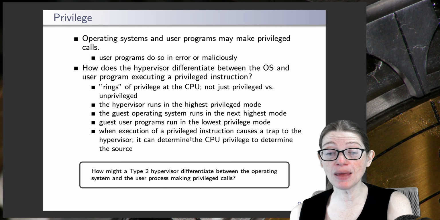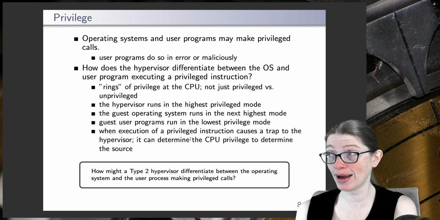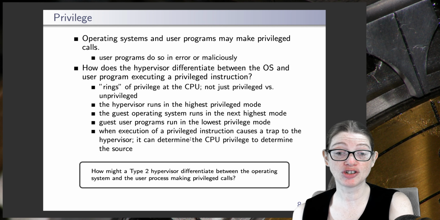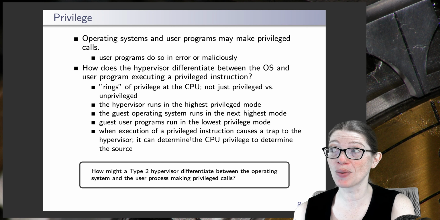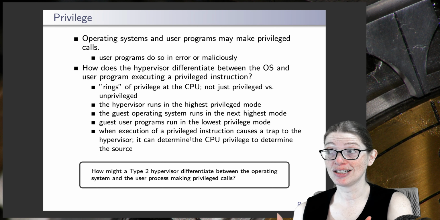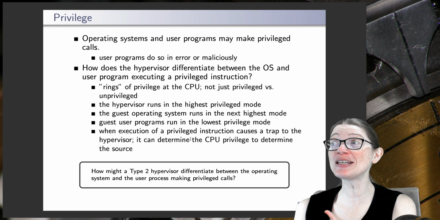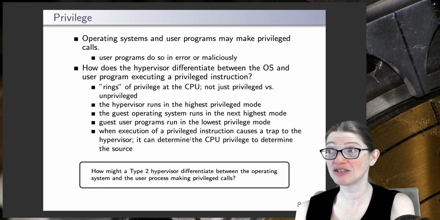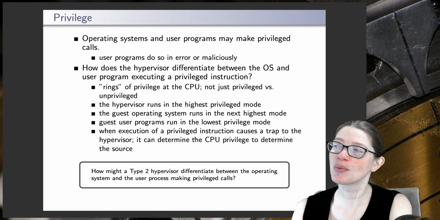And something to think about then is, how does the type 2 hypervisor differentiate between the OS, the guest OS, and the guest user programs making privileged calls? It's an interesting thing. Well, we have a simulated CPU, so we can have a simulated privilege. So there are some pretty easy ways to actually handle that.